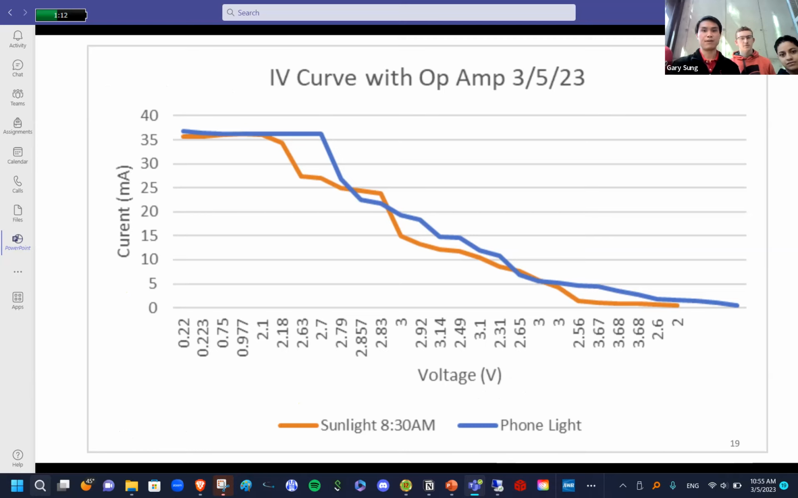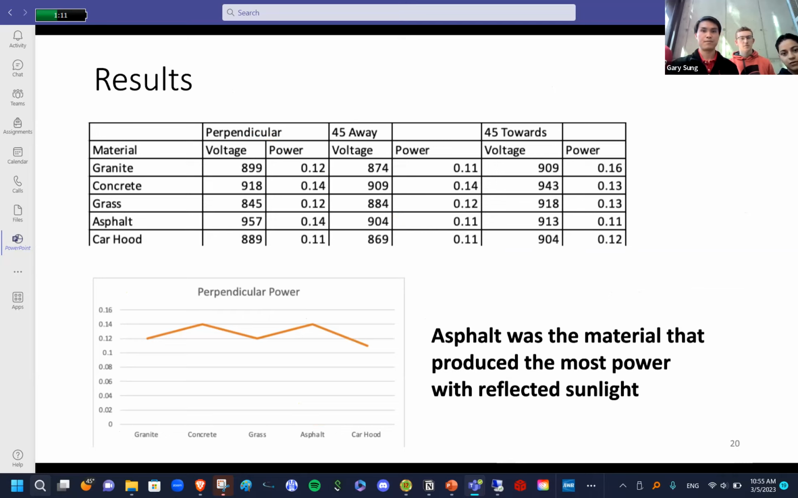Through that measurement, we were able to create 2 IV curves, one with sunlight, one with phone light. We went outside as well and tested the results on different surfaces such as granite, concrete, grass, asphalt, and a car hood. We were able to graph power versus voltage. We found asphalt was the material that produced the most power.